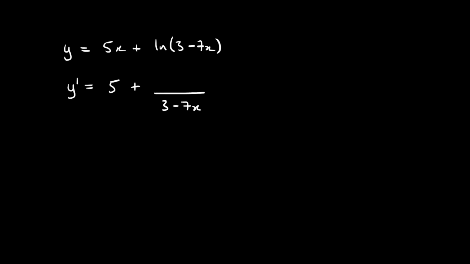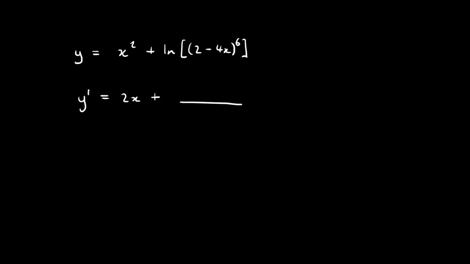Okay, let's try a few examples. Okay, let's try y is equal to 5x plus the natural log of 3 minus 7x. Okay, if we're going to differentiate this, then differentiating 5x just gives us 5. And if we differentiate the natural log, well, we'll stick the thing inside the log on the denominator, so 3 minus 7x. Then we differentiate that, we get minus 7, so we stick that on the numerator. Okay, so this becomes 5 minus 7 over 3 minus 7x. Okay, let's try another example.